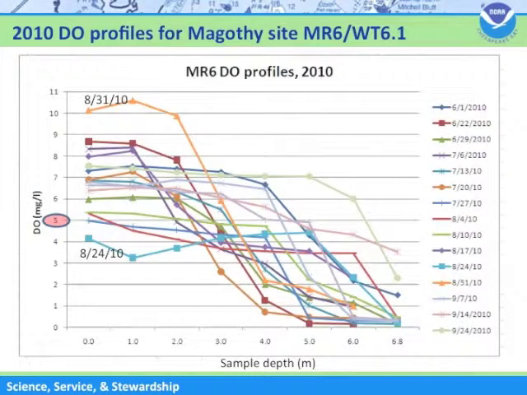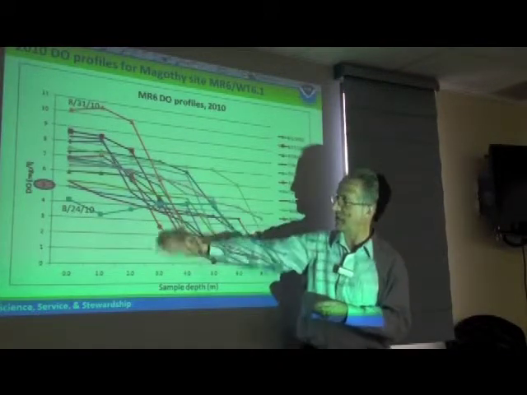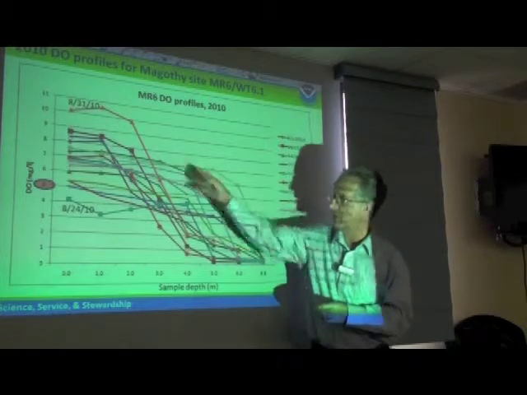And then this is a DO profile that I made for the Magothy for that MR6, that mid-river station that's also the state station. In this case, DO is on the y-axis, which is not how these are usually made, but I actually prefer it this way because I'm used to thinking of the thing you're measuring on the y-axis, and then depth is on the x-axis, the horizontal axis. And these look similar to the Severn graphs. There's also a similar depth, about 6 to 7 meters. There's also a picnic line, about 3 meters, where there's a dramatic drop.